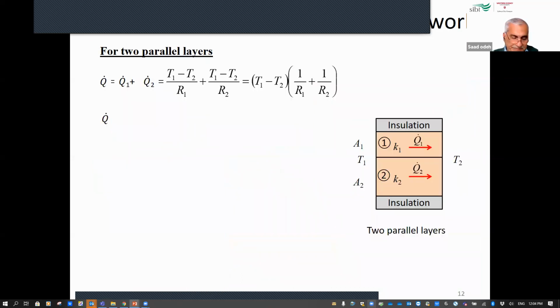So for example, in this setting here, we have heat transfer coming from this side.